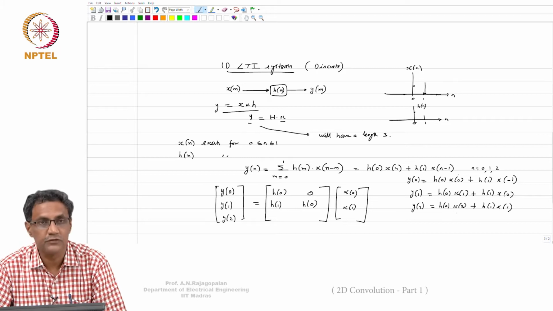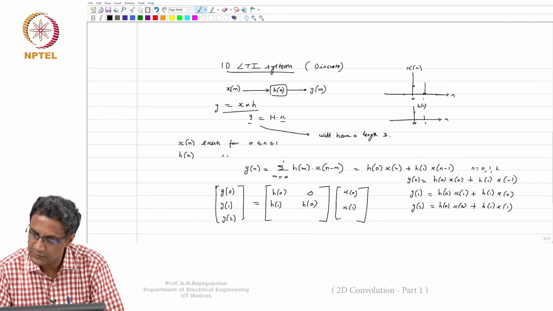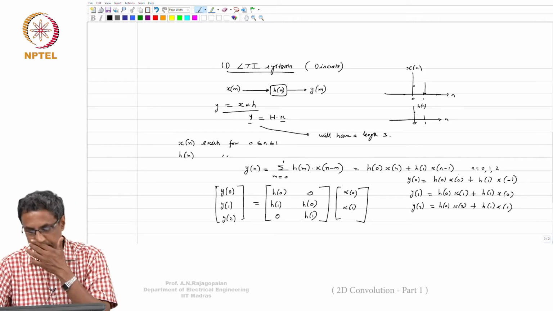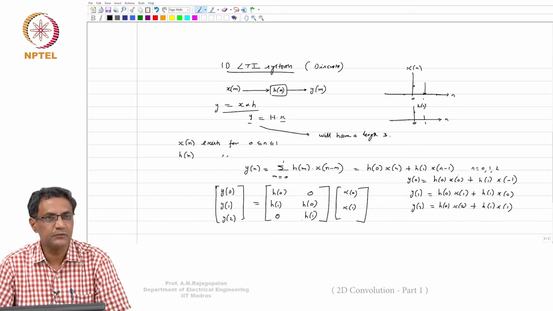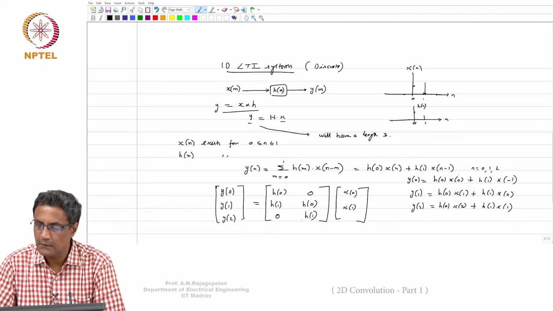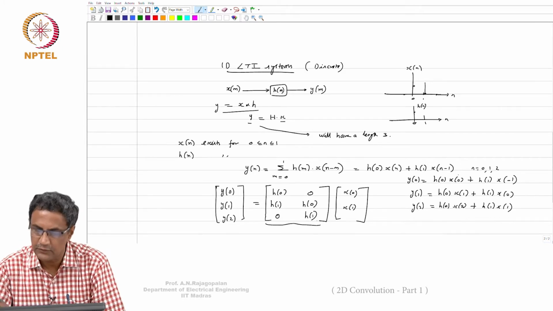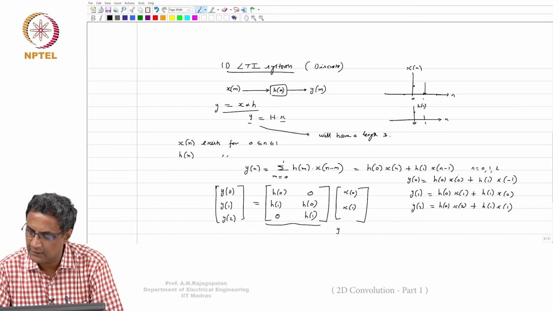anyway, right? So x2 is 0, so this drops off and you get h1 x1, so you will get 0 and h1, right? So this is a very simple case that I have written, but you will immediately identify some structure in this matrix. This is what I mean by Hx. I have written y in the form Hx.